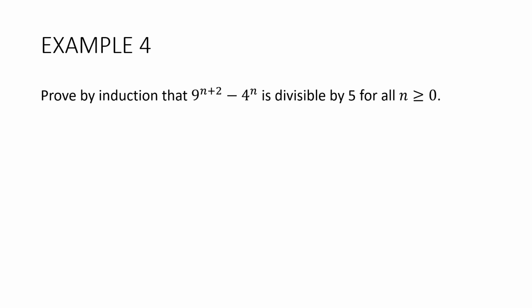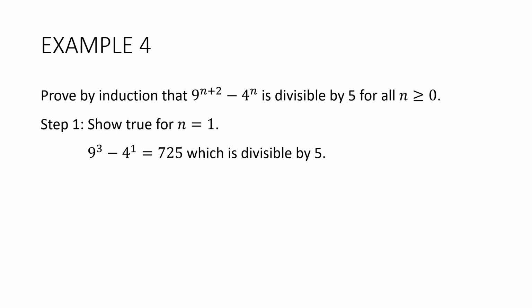And example 4, prove by induction that 9 to the power of n plus 2 take away 4 to the power of n is divisible by 5 for all n is greater than or equal to 0. All right, so step 1, let's show it's true for n equals 1. Substituting in, we are going to get 9 cubed take away 4, which is 725, which is divisible by 5. So it's true for n equals 1.